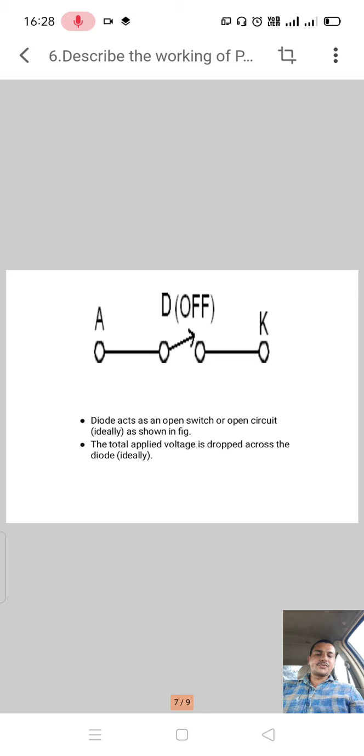And this figure shows the reverse bias situation. The diode acts as an open switch or open circuit ideally, as shown in the figure above. That means in this situation the diode acts as an open switch. There is no current flowing from anode to cathode. The total applied voltage is dropped across the diode ideally.